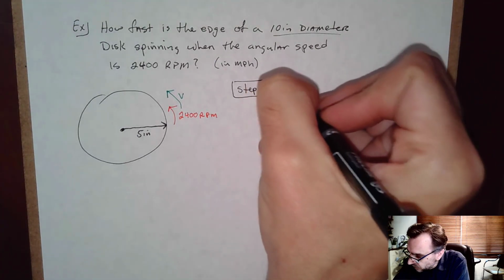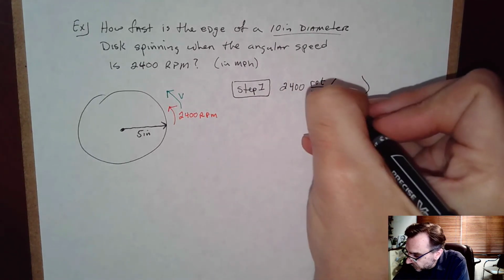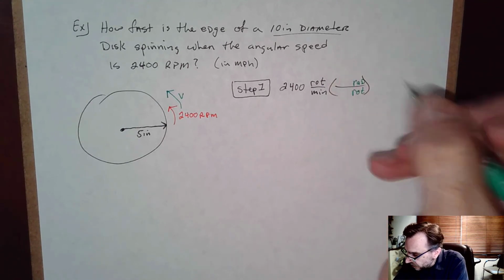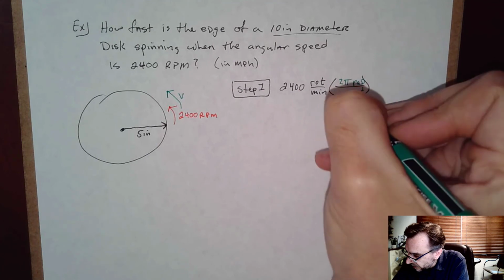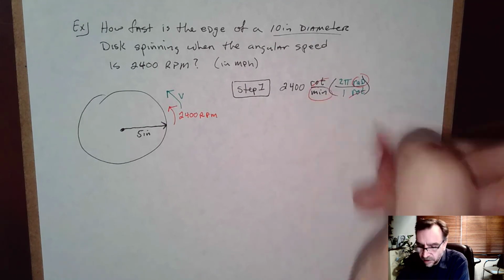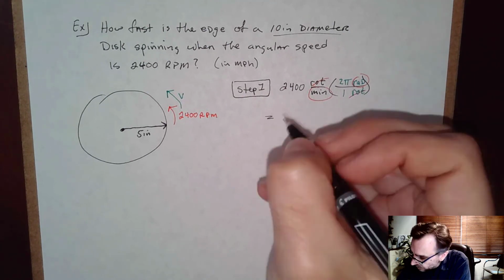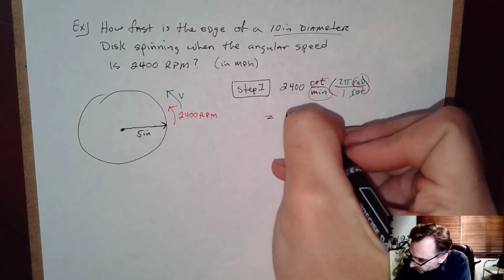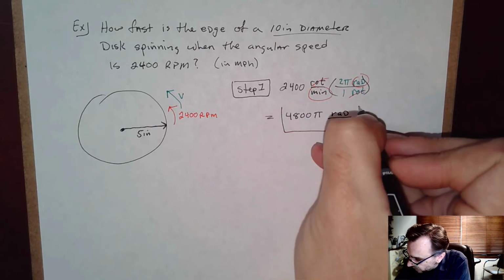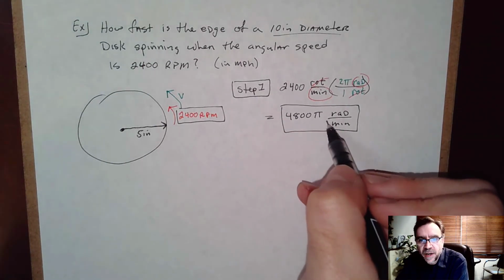All right, so we have 2400 rotations per minute. That's what RPM stands for. So we need to convert that by multiplying by a conversion factor with rotations on the bottom and radians on the top. So we know there's 2 pi radians in one rotation. And so doing that, the rotations will cancel, and that'll leave me with radians per minute. That's what I need. Okay, so the math tells me to take 2400 times 2 pi, which is 4800 pi radians per minute. All right, so step one is to convert 2400 RPM into 4800 pi radians per minute.